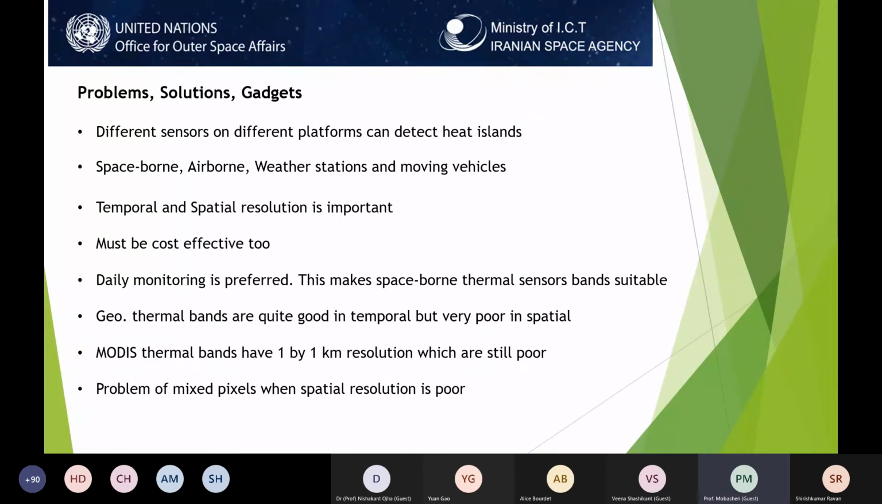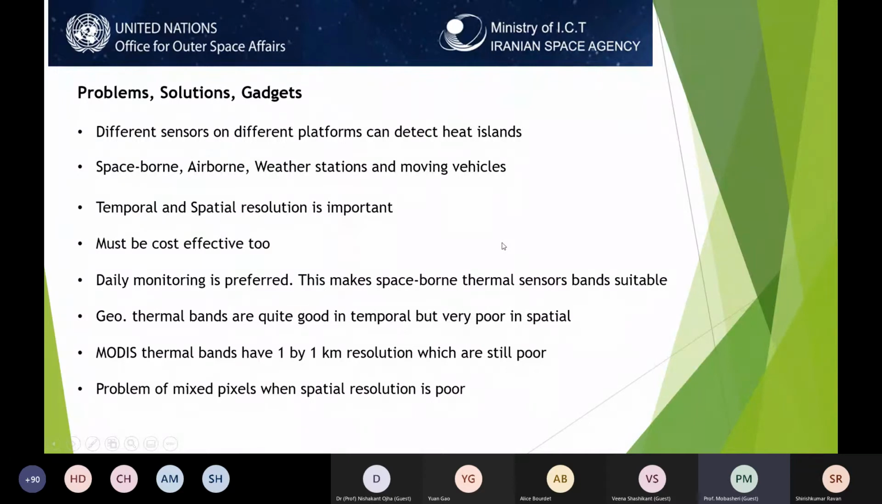Of course, different sensors and different platforms can detect heat island: spaceborne, airborne, weather balloons, and everything can detect it. Temporal and spatial resolution is very important: how often we can see these phenomena. And every way that we are looking or monitoring the heat island must be cost effective. Daily monitoring is completely preferred for further action to be taken. This makes the spaceborne thermal sensor bands suitable.